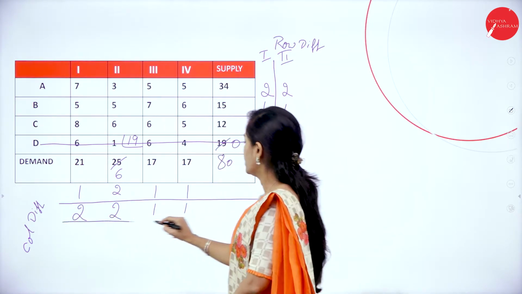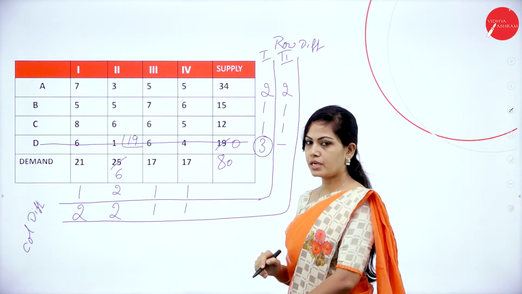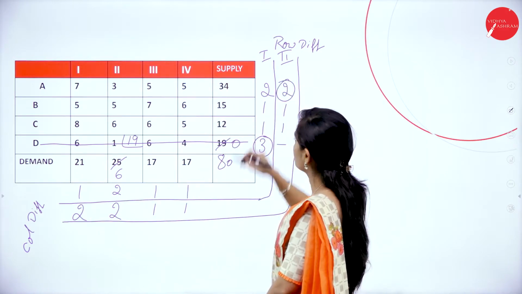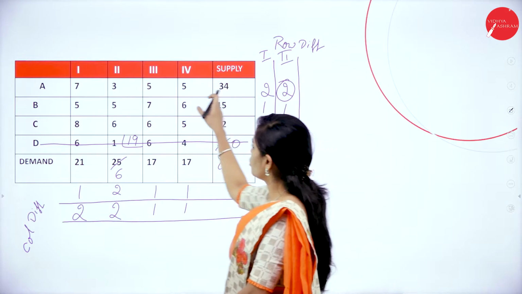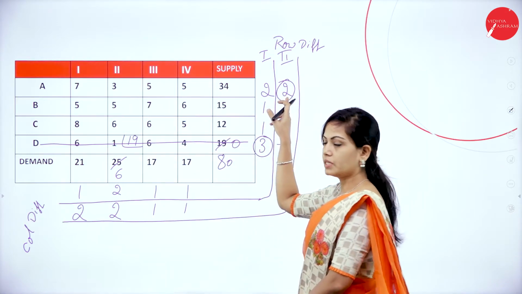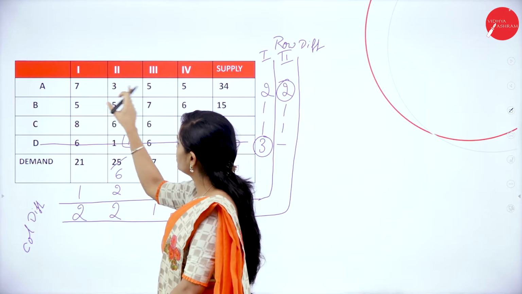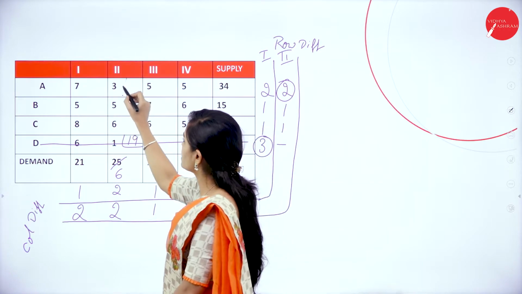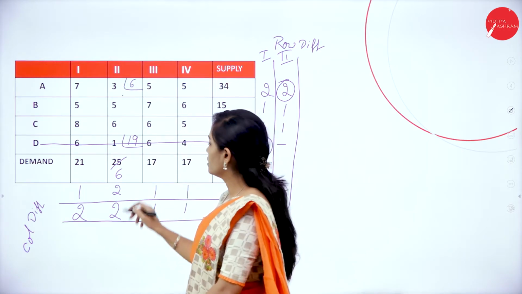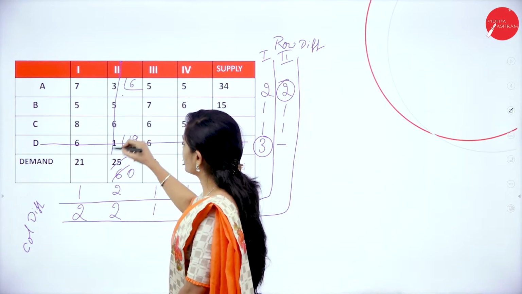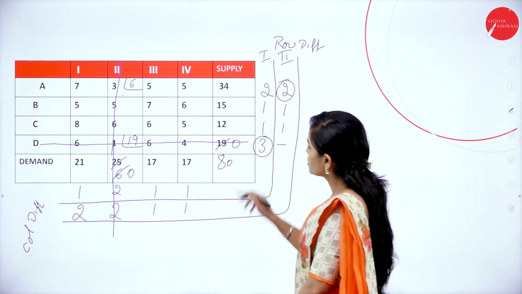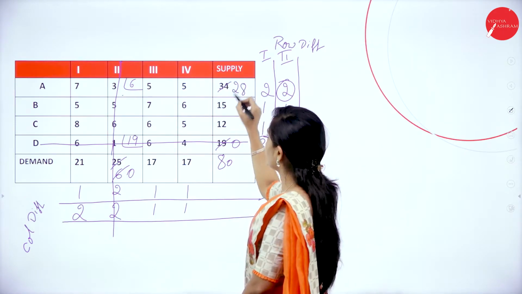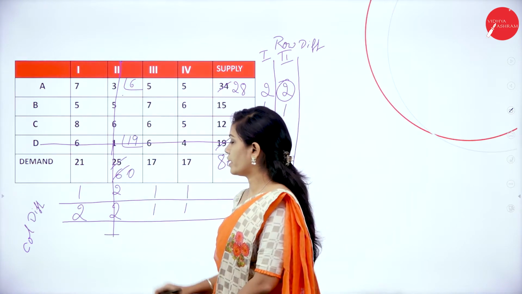So now again I will take the highest penalty cost. We have 2, 1, 1, 2, 2. We have same values, you can consider any value. So I will take this row. This highest penalty cost comes under this first row. In first row, least value is 3. You just check the supply value and demand values. Demand value is lesser than supply value. I will allocate 6 and it will become 0. You can cancel this column. So now 34 minus 6 is 28.